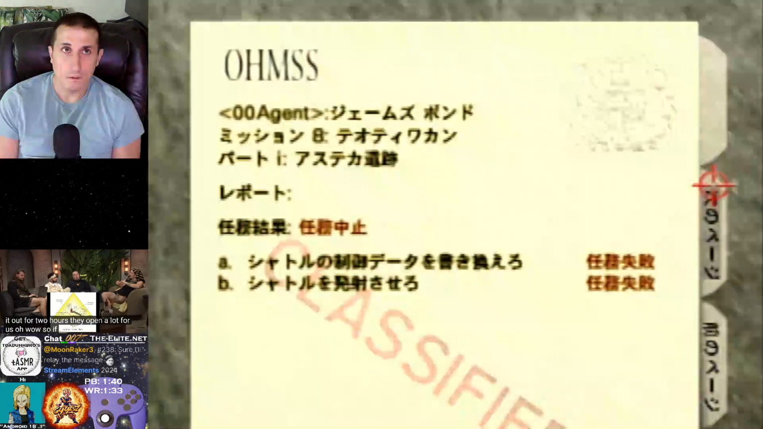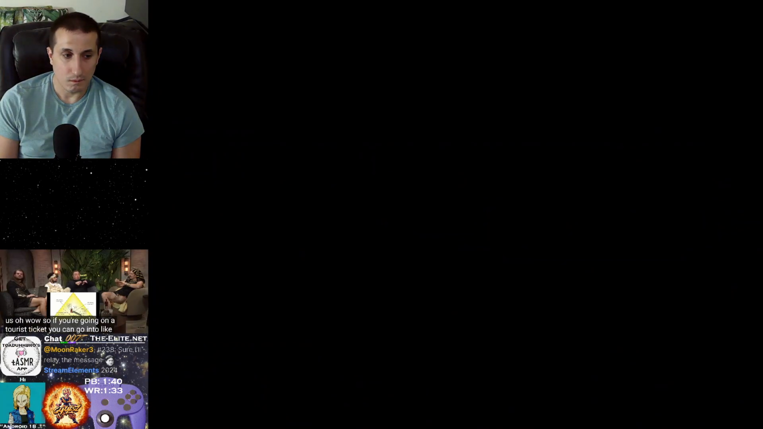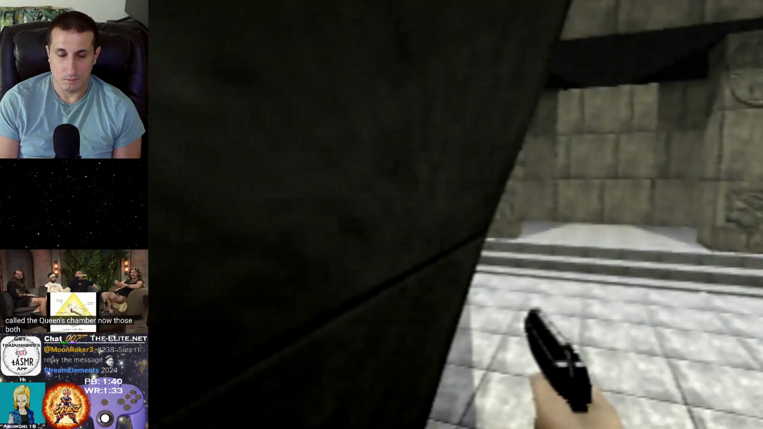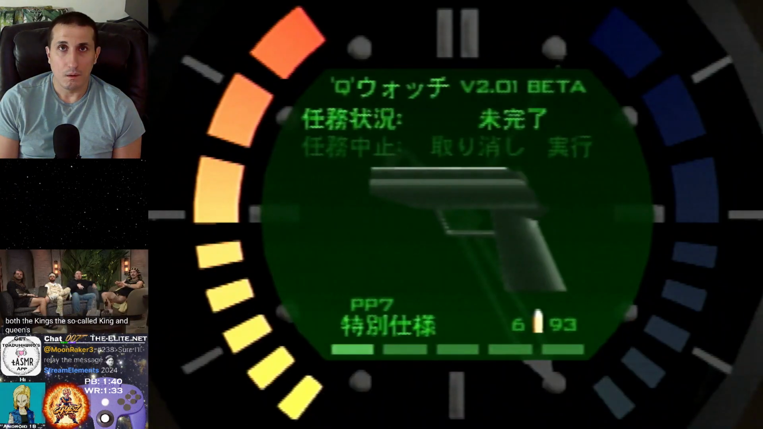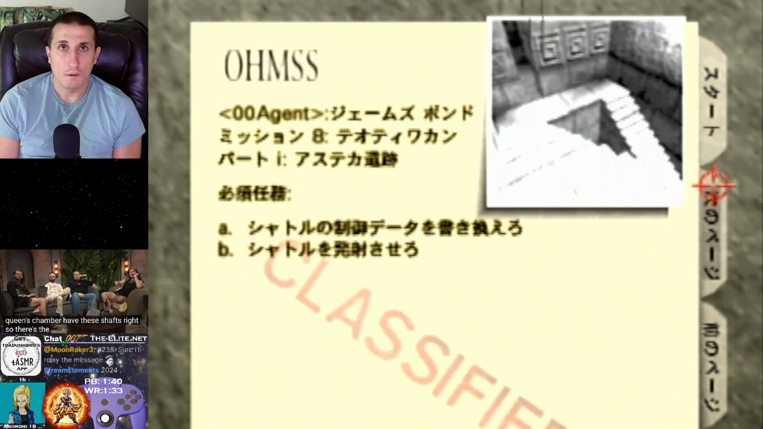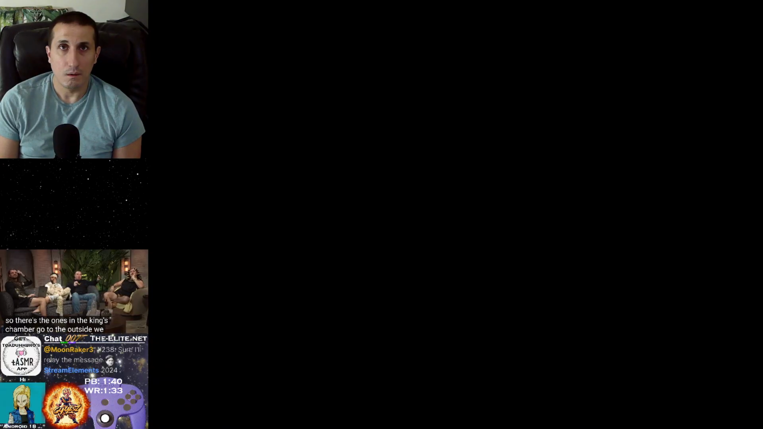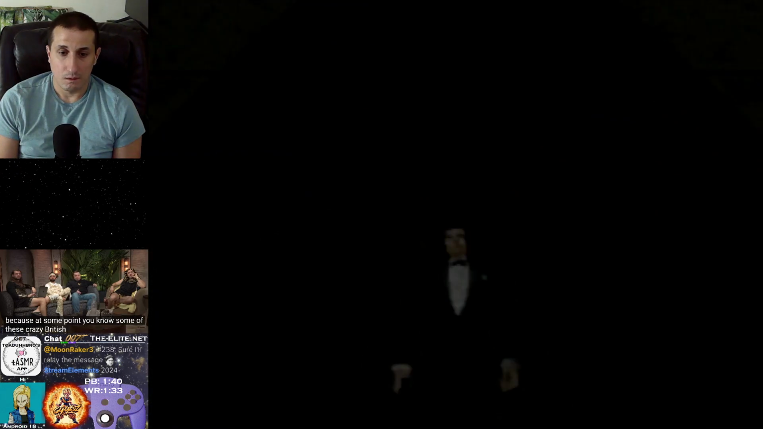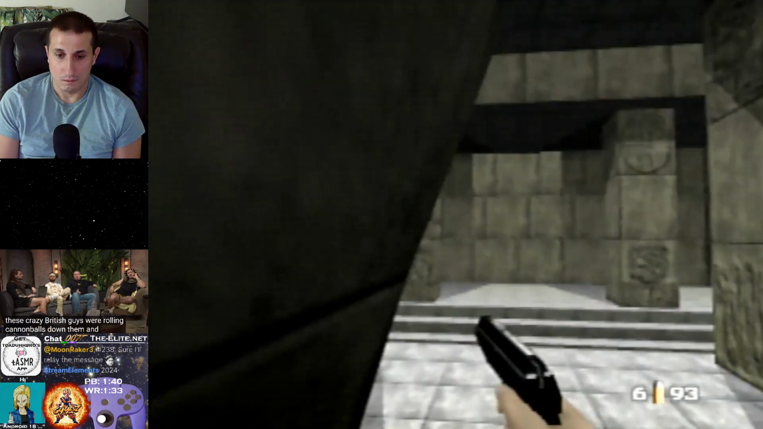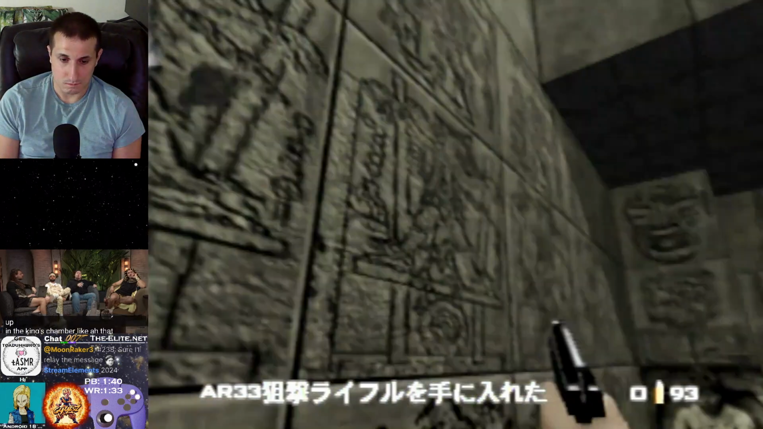If you go in on a tourist ticket, you can go into the Grand Gallery and up into the King's Chamber. That's where most people go. There's also a chamber below that called the Queen's Chamber. Both the so-called King's and Queen's Chambers have these shafts. The ones in the King's Chamber go to the outside. We know this because some crazy British guys were rolling cannonballs down them, and they ended up in the King's Chamber. That connects.